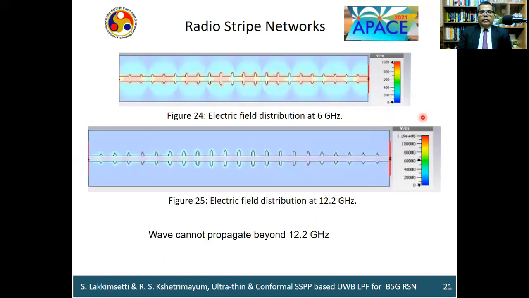We wanted to observe the wave propagation inside our low pass filter. So we did a simulation and found that in the electric field distribution at 6 GHz, you can see SSPP modes propagating inside this structure. But in the simulation of electric field distribution at 12.2 GHz, which is outside the passband, there is no wave propagation. SSPP mode propagation has stopped. So waves cannot propagate beyond 12.2 GHz. This validates our idea that SSPP modes are propagating inside this kind of low pass filter.